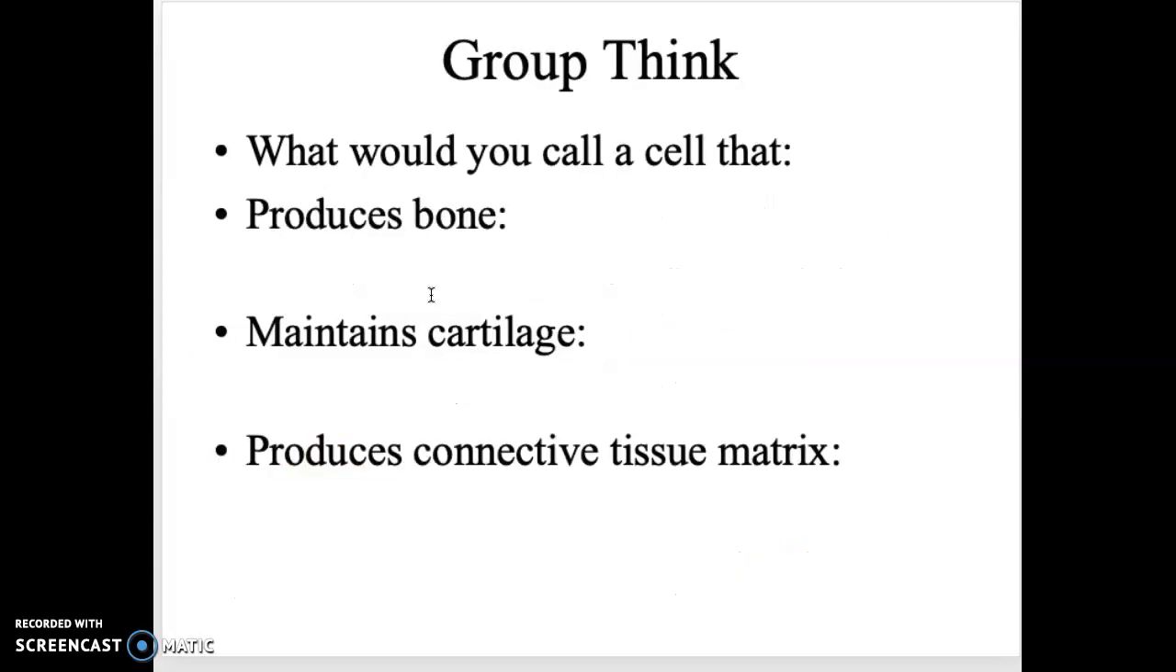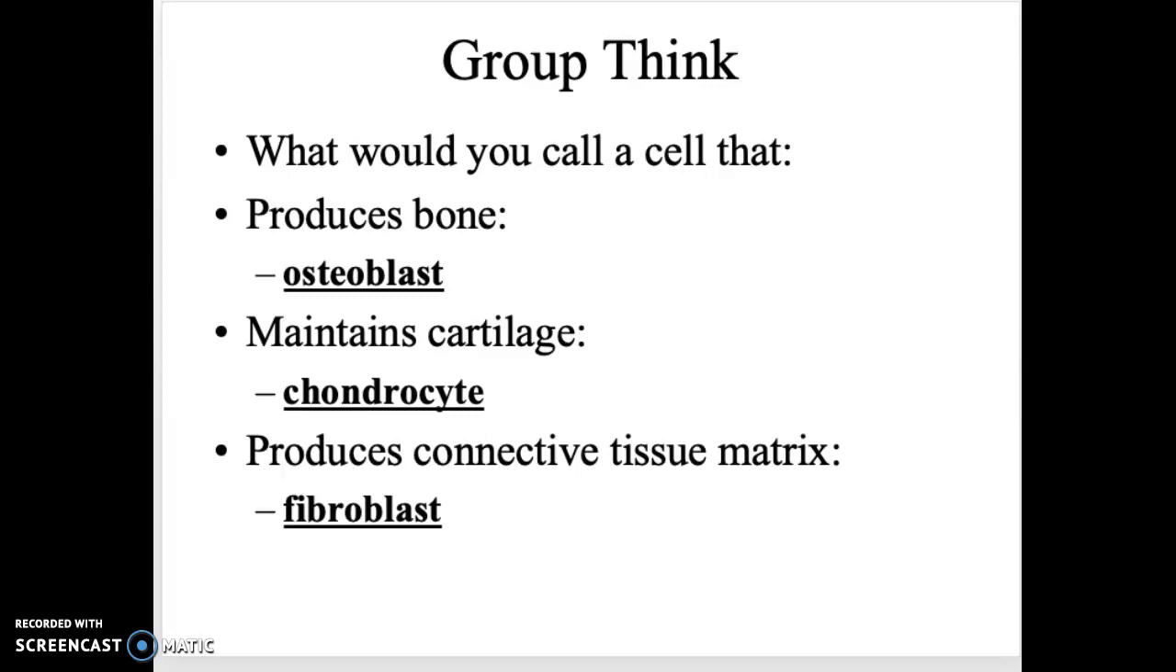What would you call a cell that produces bone, maintains cartilage, and produces connective tissue? So a cell that produces bone is an osteoblast. Cell that maintains cartilage, chondrocyte, and fibroblasts produce connective tissue.